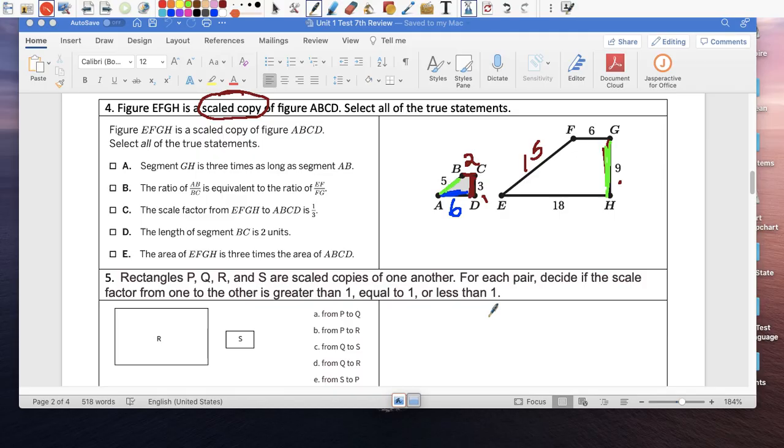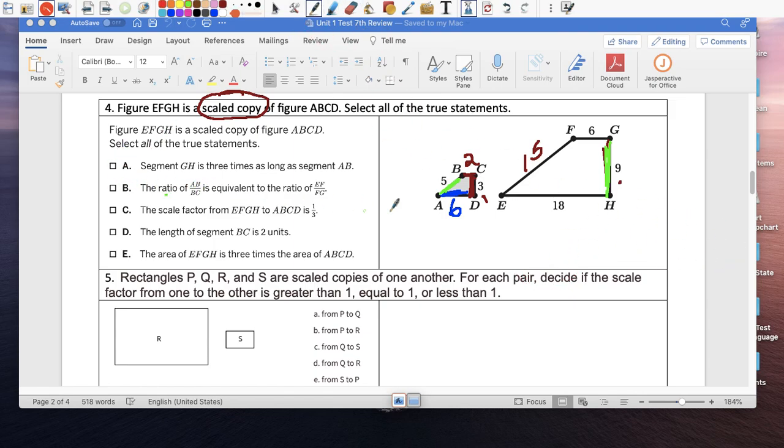No. One is 5. The other one is 9. They're not corresponding sides to begin with, so that shouldn't be compared. So is that even true to begin with? No. Because if it was 3 times as much, if one is 5, the other one should have been 15. So that one, for the love of God, ignore it.